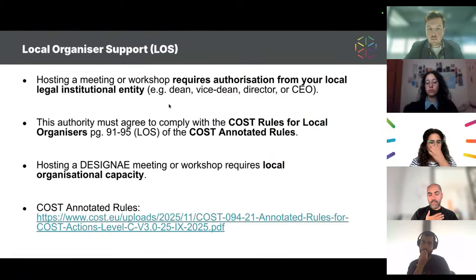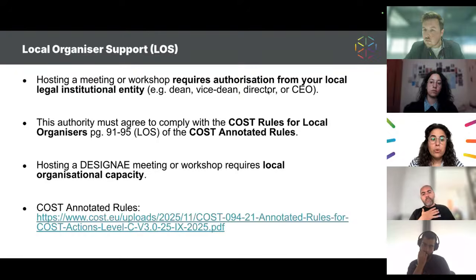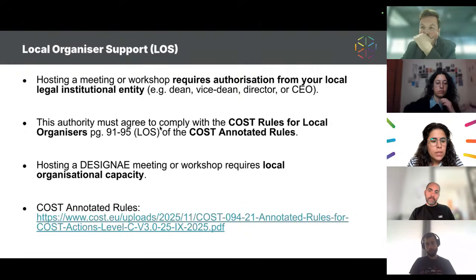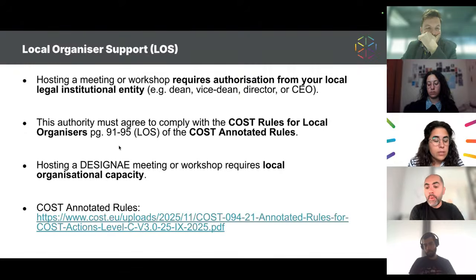To be a local organizer and to host a meeting, please be sure that you have authorization from your local legal institutional entity, which should be the dean, the vice dean, or the director, or the CEO of the company. So you should have a legal internal authorization to act as a host. And this host institution must agree to comply with the COST rules for local organizers. This is within the COST Annotated Rules. I put the PDF file here, pages 91 to 95, so it's 4 pages, very easy to read.